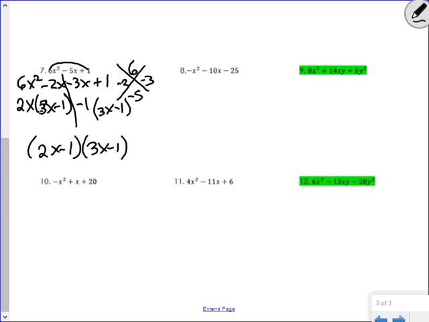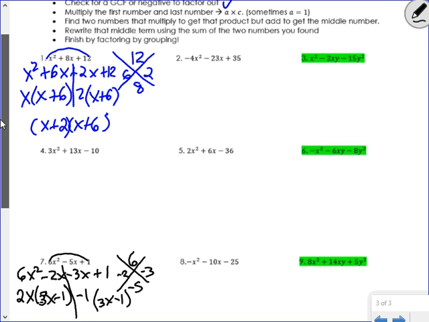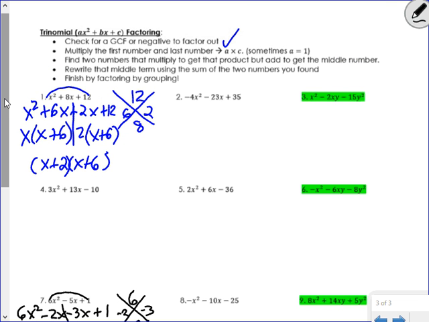Alright, which one would be next for you guys? Number 3, okay. Now these ones are highlighted because they're interesting. What's different about these ones that I haven't highlighted? They have multiple variables, x and y's. So this looks complicated, but it's actually not. We're just going to pretend the y's aren't there for now. We'll bring them back at the end in a very easy, simple way.